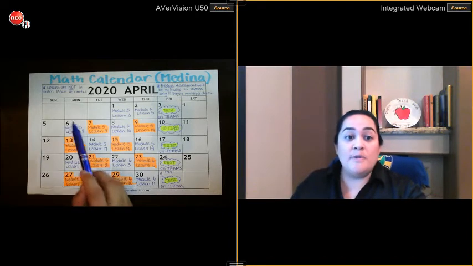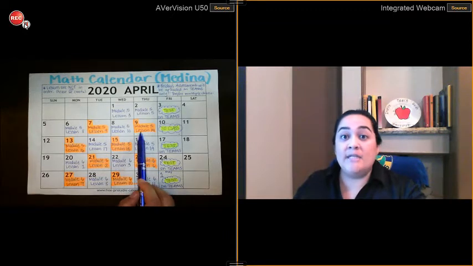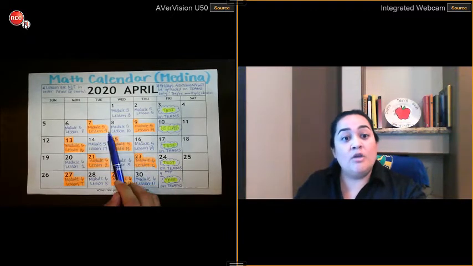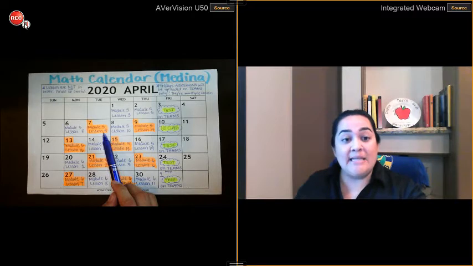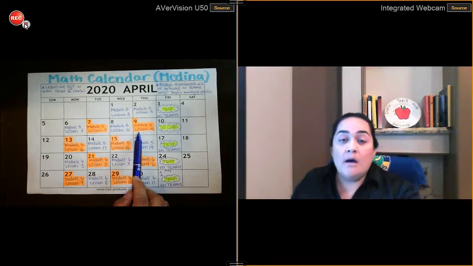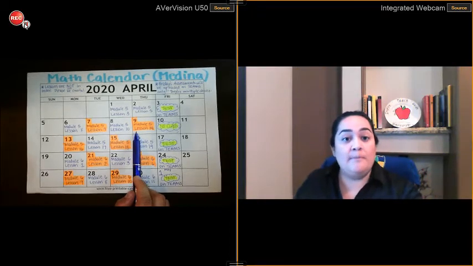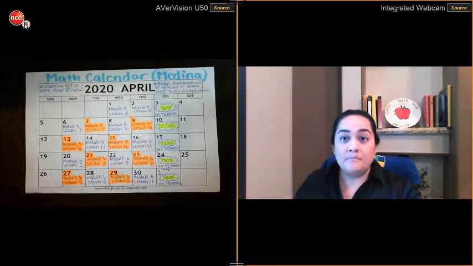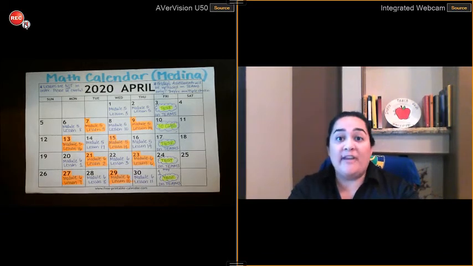You are responsible for completing lessons 8, 9, 10, and 14, but at the end of the week, you're responsible for submitting exit tickets for lessons that are highlighted in orange. For example, for this week, lesson 9 and lesson 14 are the only 2 exit tickets that you're going to upload for this week. You have until Friday to upload them. Those are the only ones that I will be providing feedback on.